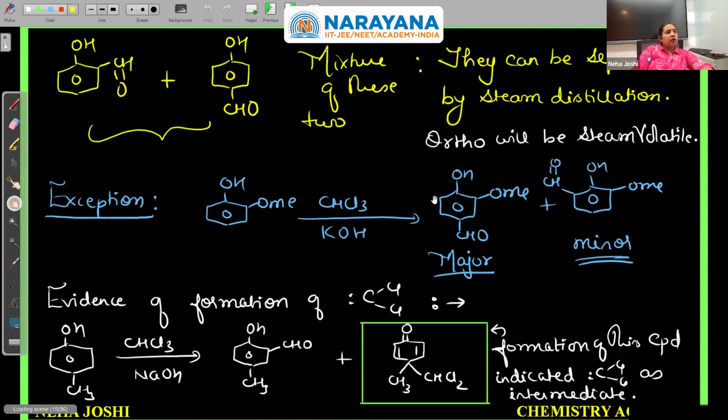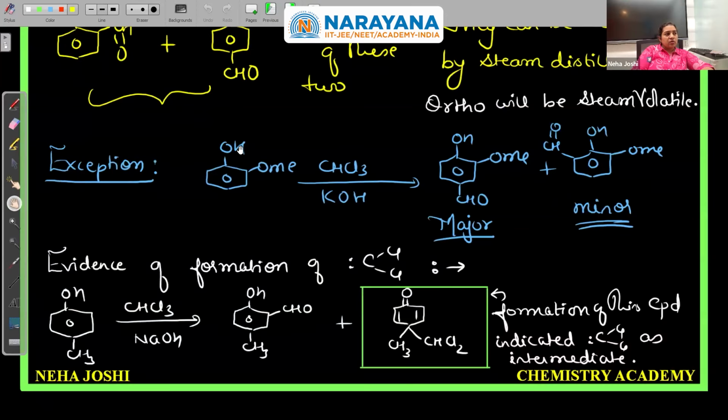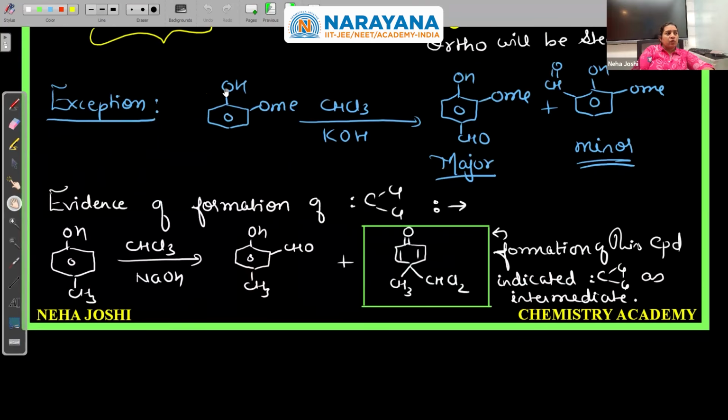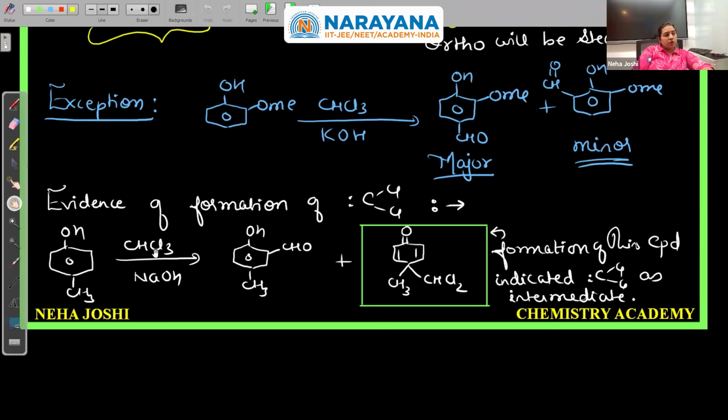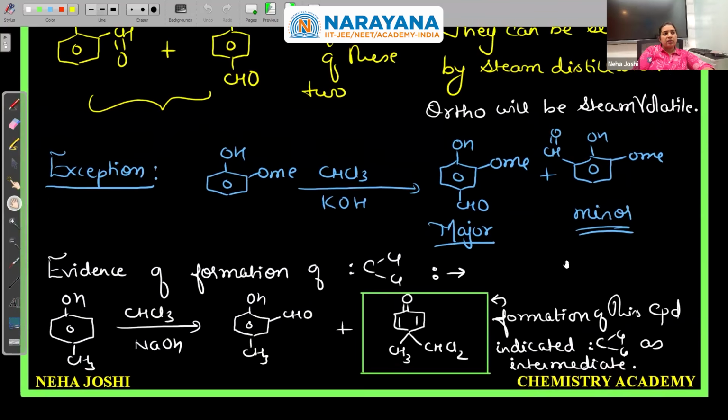चलो फिर अगर एबनॉर्मल की बात पे भी हम आते हैं, दे कैन बी सेपरेटेड बाय स्टीम डिस्टिलेशन। ऑर्थो विल बी द स्टीम डिस्टिल। एक्सेप्शन OH and OMe अगर है तो para product is major. OH और OMe में para is major. Evidence of carbene formation, ये है para position पे CHCl2 का ऐसा attack. This is the evidence of carbene formation. Formation of this compound indicated that dichlorocarbene is the intermediate.